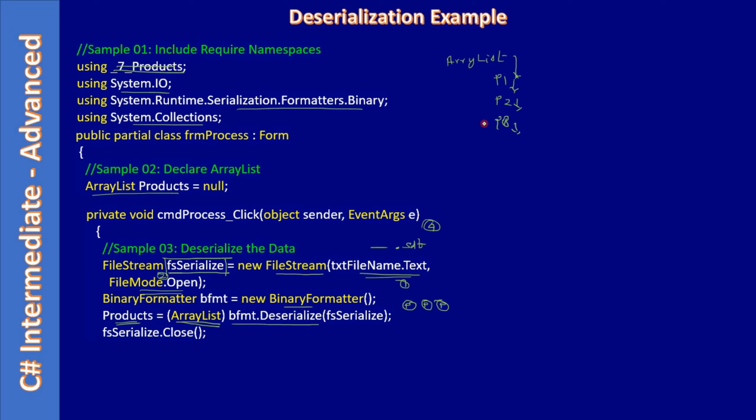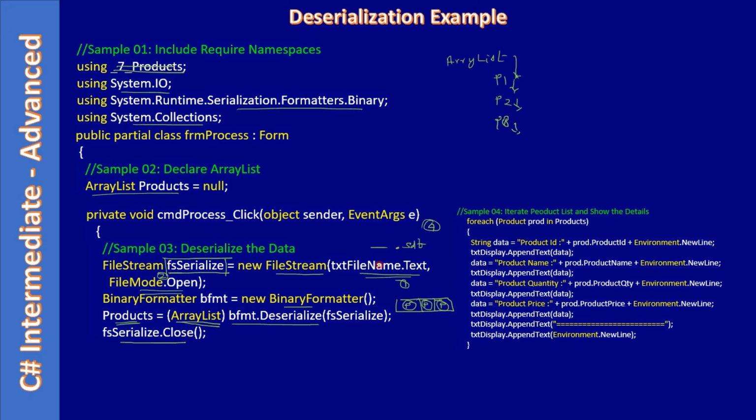So when we are reading back, we reconstruct all the products, then we reconstruct the array list, and we place all these products in that array list. So that's how it will get reconstructed. And we are typecasting the reconstructed array list, and we store that in the products reference. So the job of deserialization is over here. So we close the stream.